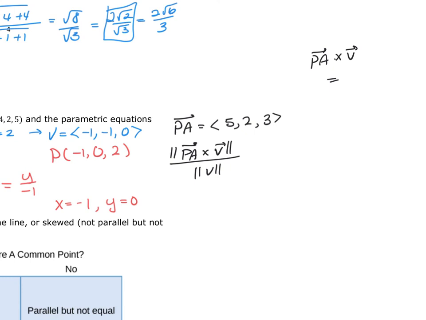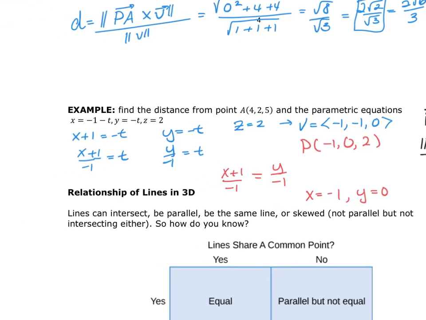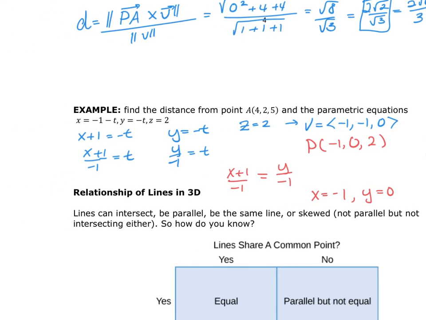And I end up with 3, -3, -3. So then my magnitude is going to be the square root of 3 times 9 in the numerator. And then in the denominator, I'm going to have the square root of 2. Then my answer is going to be 3 root 3 over the square root of 2. And that's my distance between that point and that line described by those parametric equations.